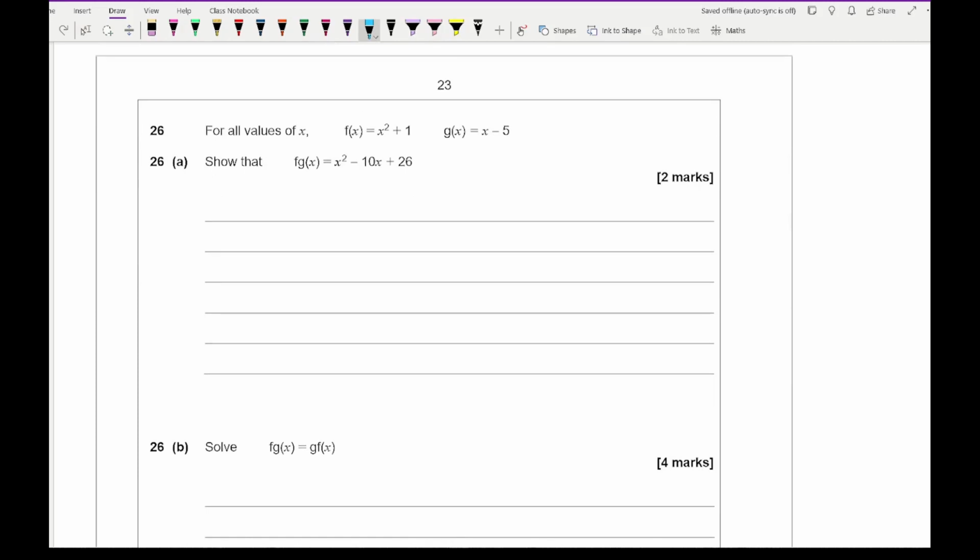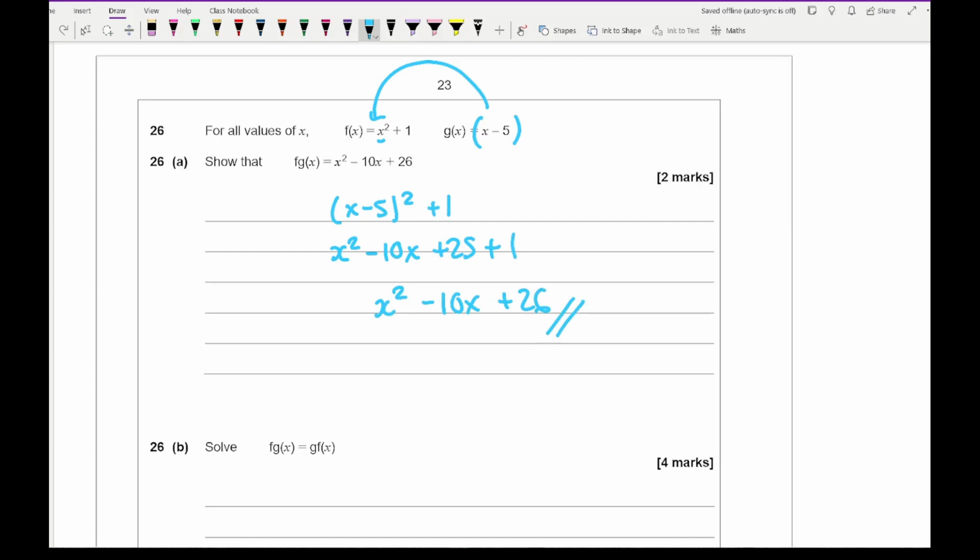So what I need to do is take the expression of g of x and replace this x with g of x. So what I've got is replacing that x with x minus 5. So I've got x minus 5 squared plus 1. And then if I expand this out, I get x squared minus 10x plus 25 plus 1, which then equals x squared minus 10x plus 26. And that's what they've asked me to prove.